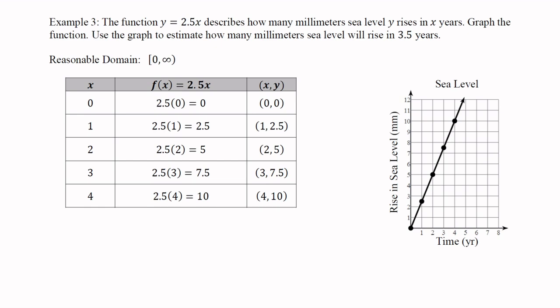So over time, in our x value, we have our rise in sea level. Now we can use this graph to look at 3.5, which is halfway between 3 and 4. We can follow that value up to our graph and then back to our y value to estimate how much that is. And the estimate is that the sea level will rise about 8.75 millimeters in 3.5 years.